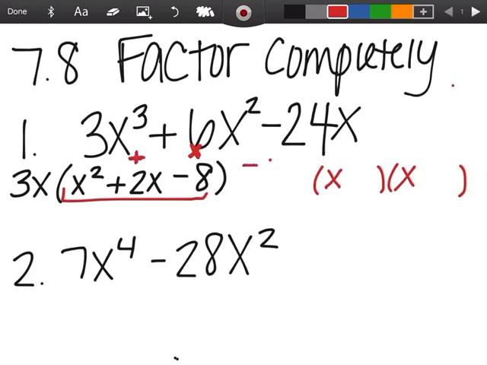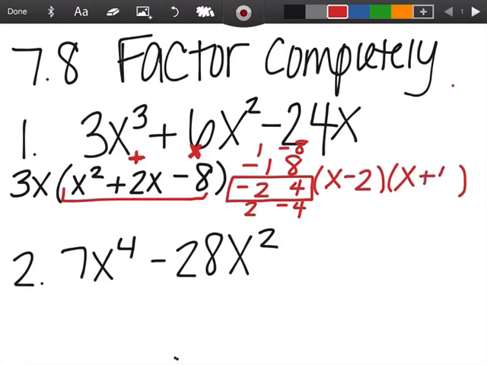So multiply to be negative 8, so it could be negative 1 and 8. It could be negative 2 and 4. It could be positive 2 and negative 4. Or positive 1 and negative 8 for that matter. But the only 2 numbers that multiply to be negative 8 and add up to be positive 2 are negative 2 and positive 4. So negative 2 and positive 4.